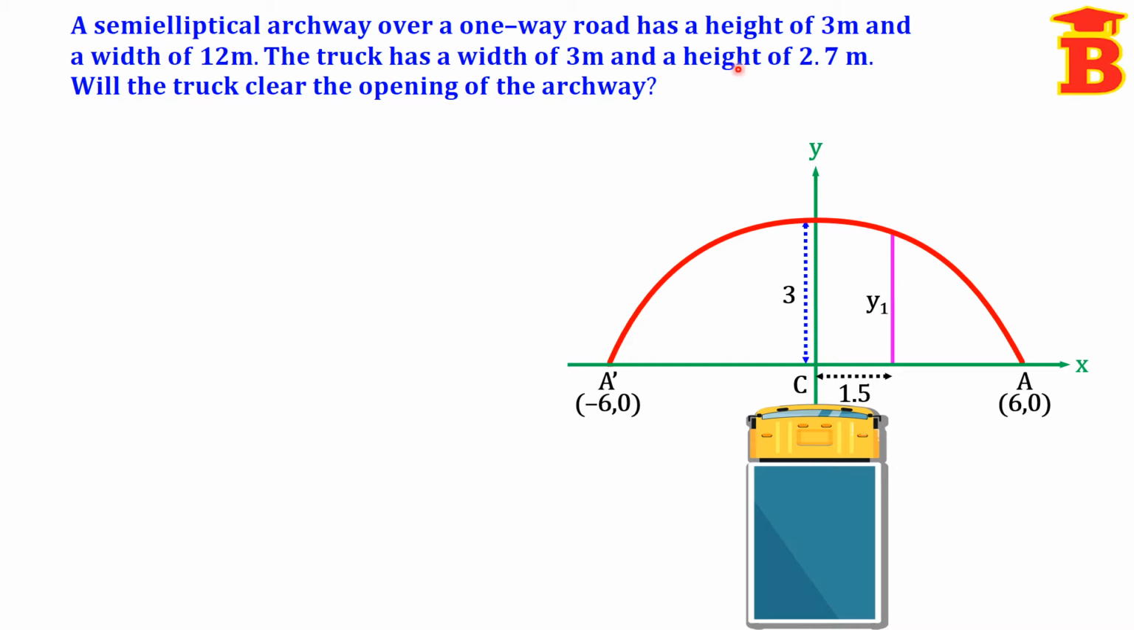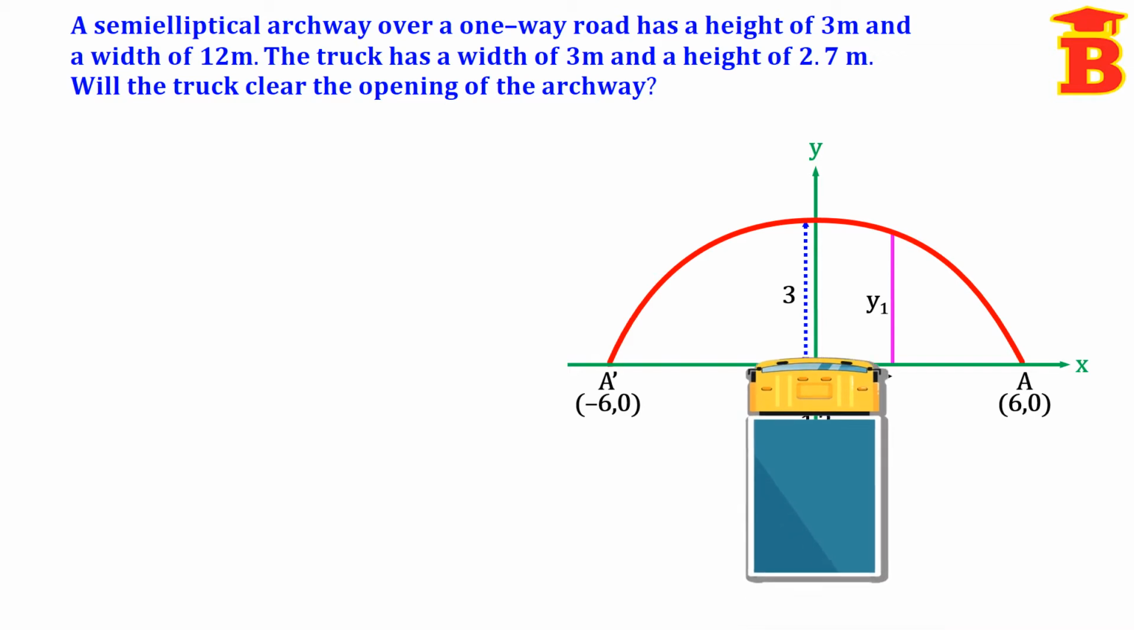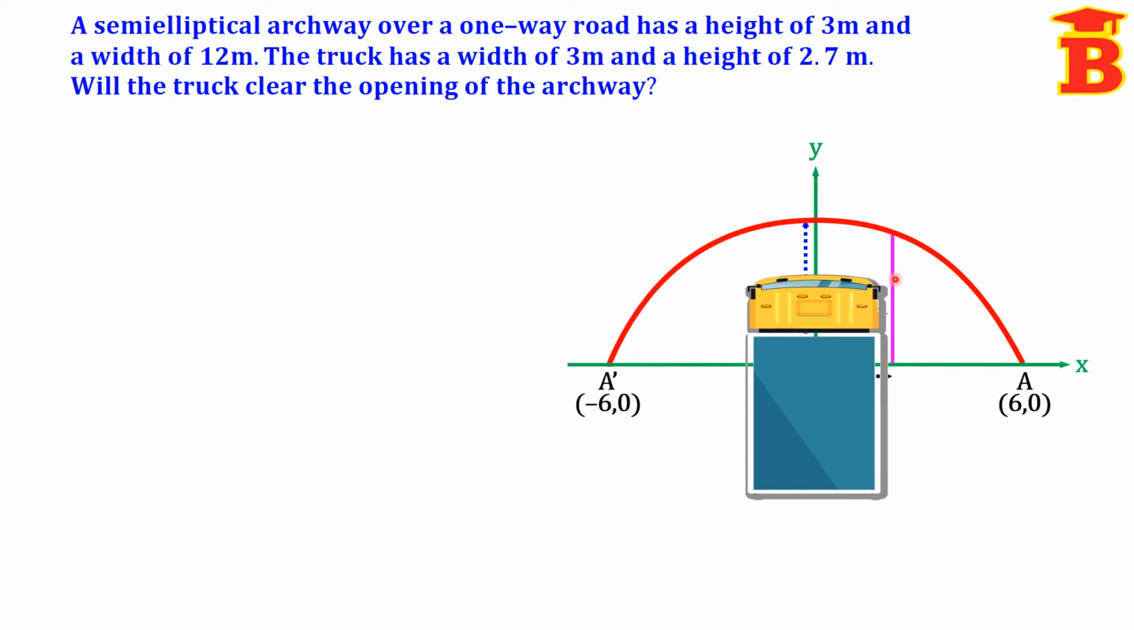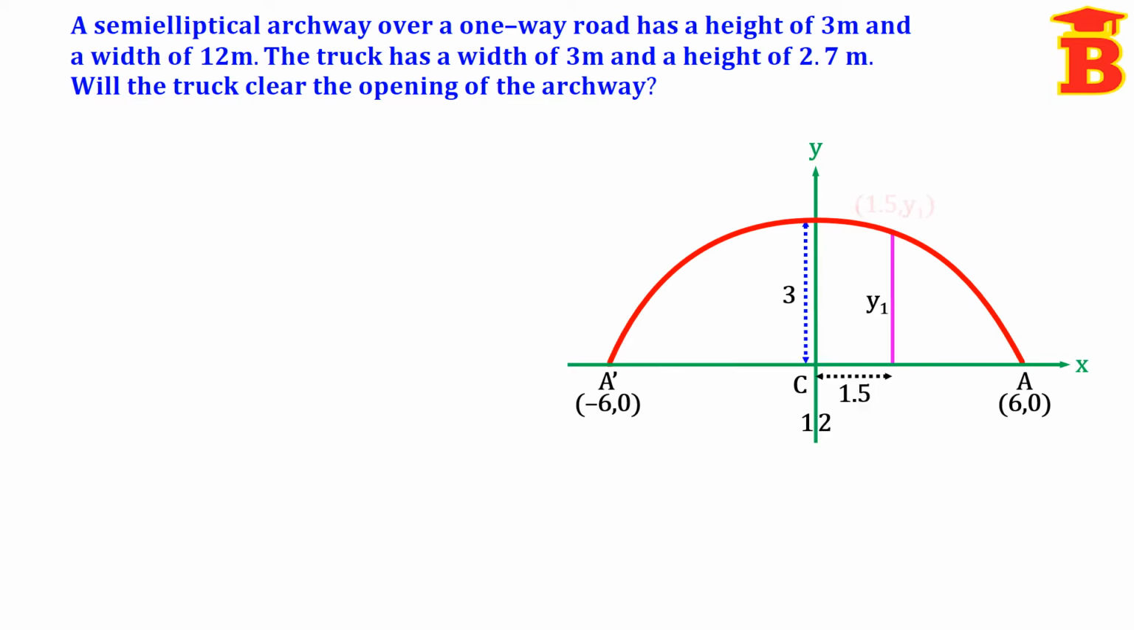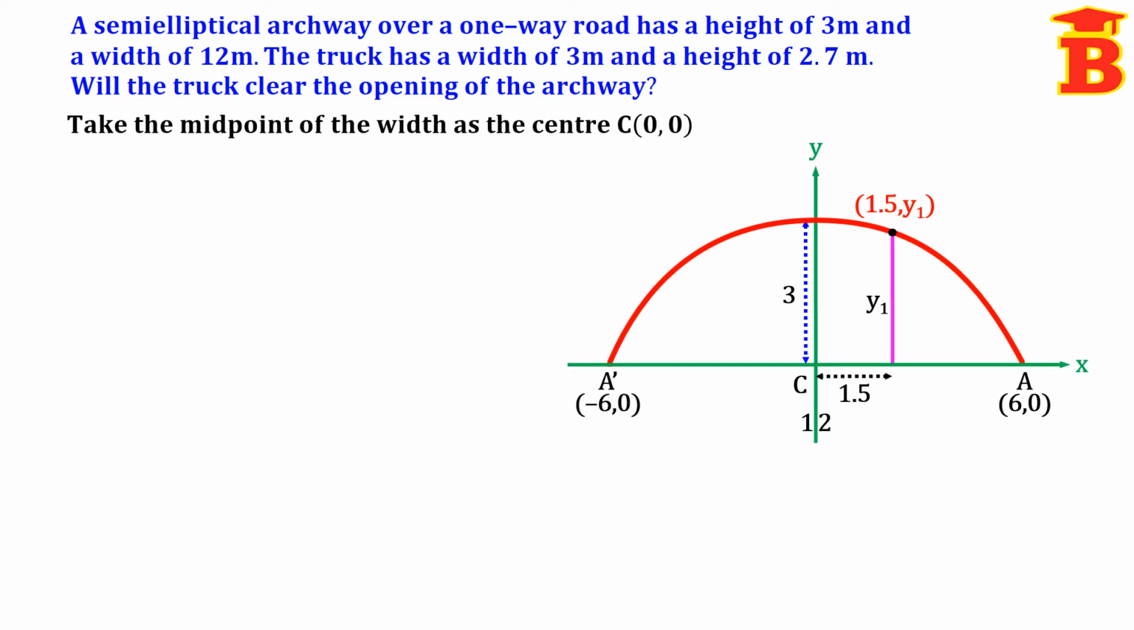The truck height is 2.7 meter. So after finding y1, if it is more than 2.7, then we can say that the truck can clear the opening. Because when the truck enters the opening, the height should be more than 2.7. Then only it can go. Now this point is (1.5, y1). The horizontal distance is 1.5 and the vertical distance is y1. Take the midpoint of the width as the center C.